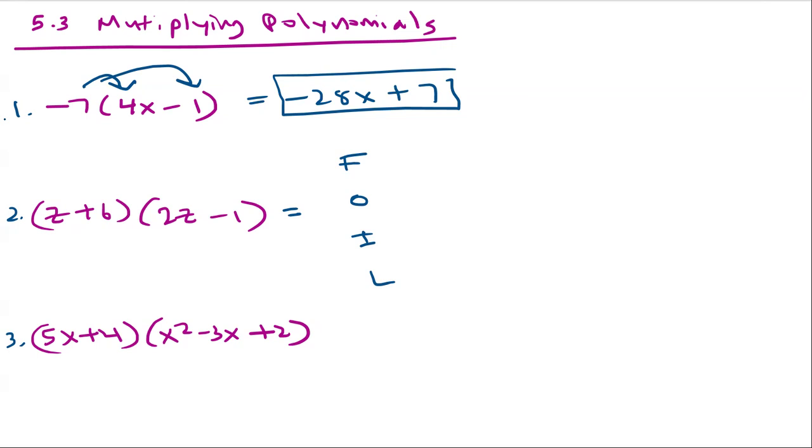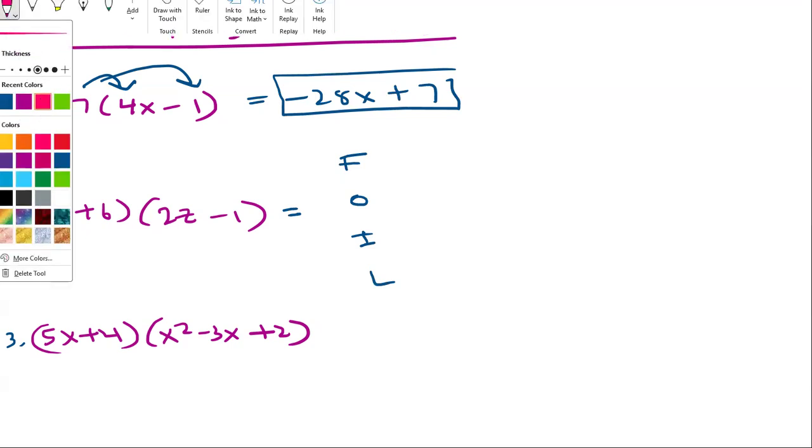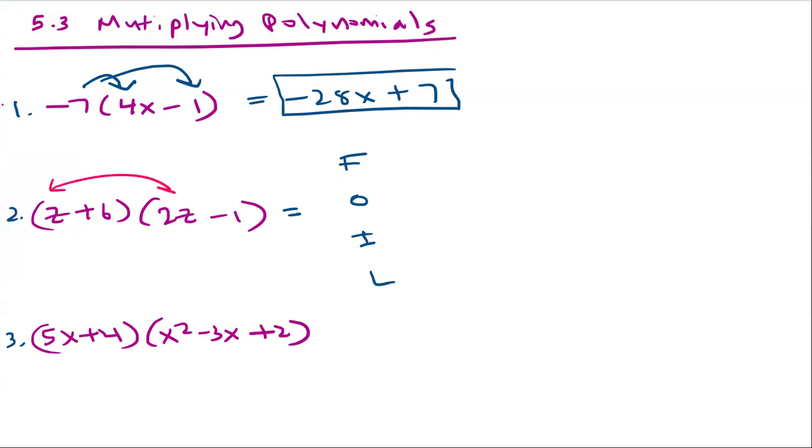First, outer, inner, last. So we're going to multiply the first terms, which will be these guys here. So that's our F. And then we're going to multiply the outer terms. That's going to be our O. And then we're going to multiply the inside terms. That's going to be our I. And then we're going to multiply our last terms. Okay?